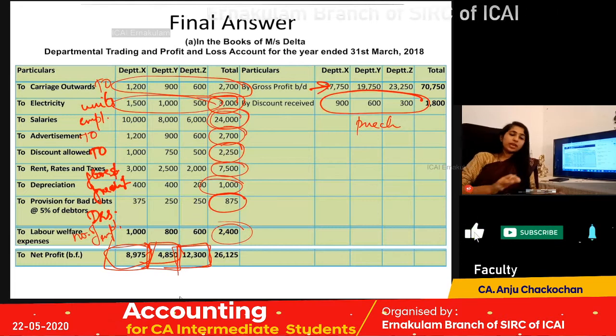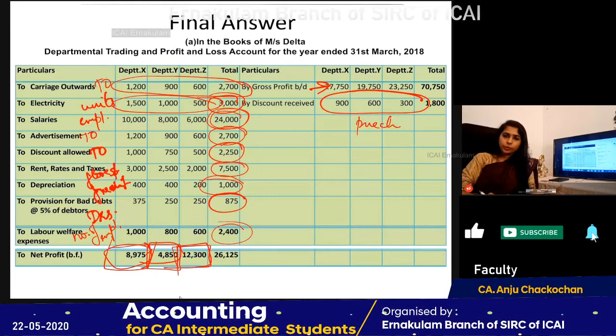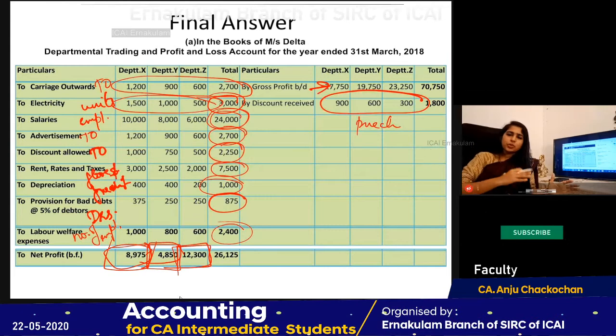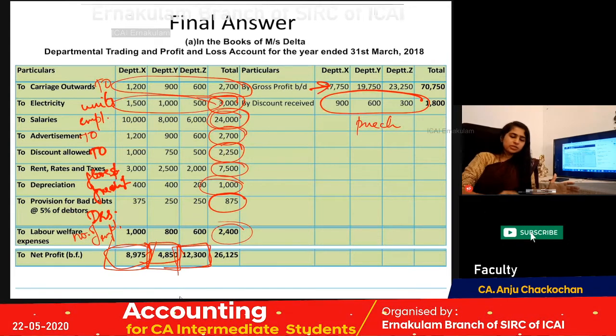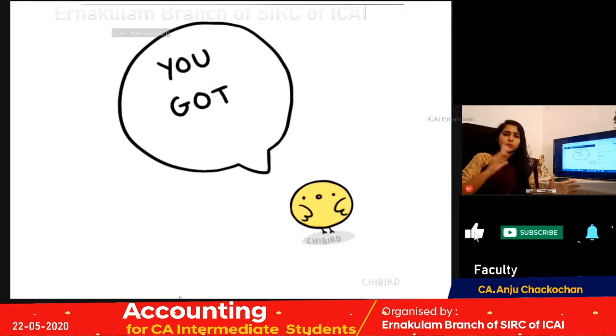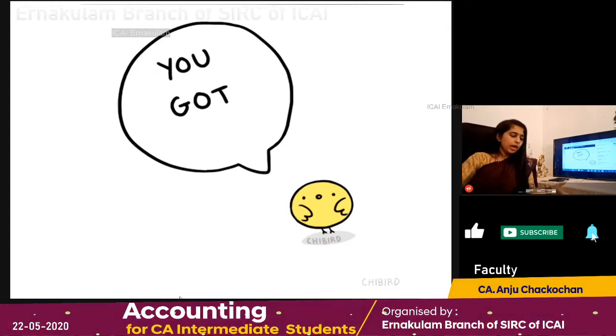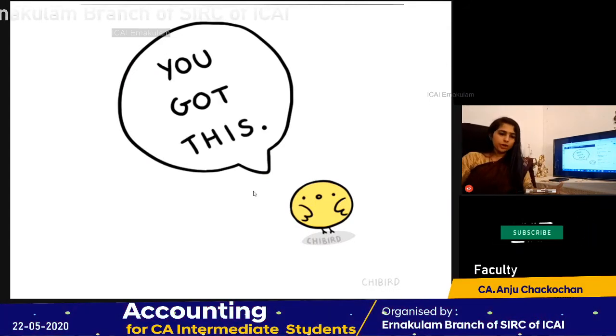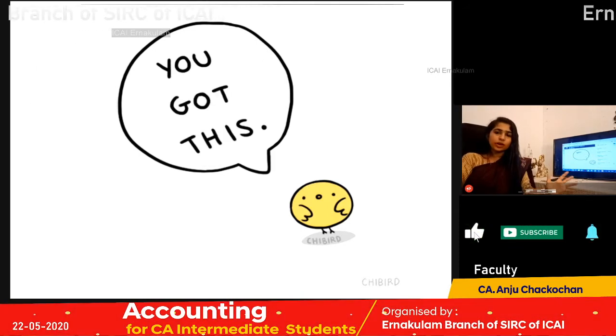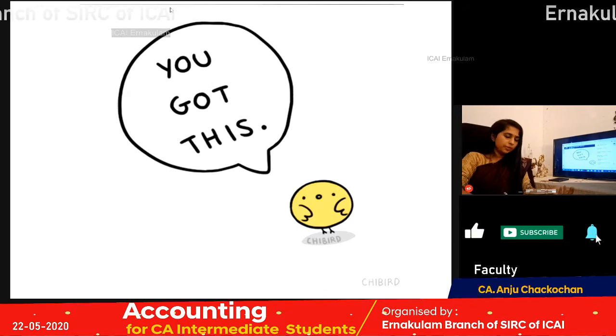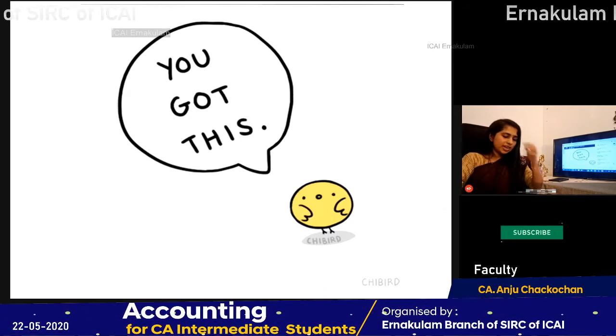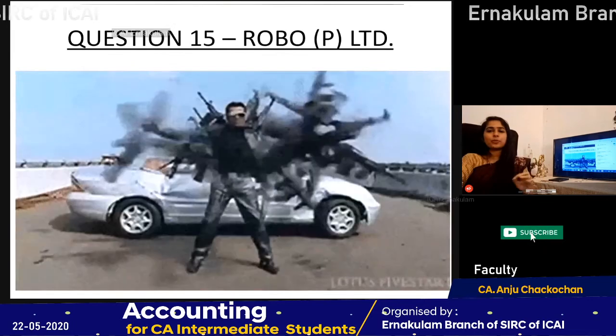So with this, we complete this question also. Very simple actually, just to allocate the common expenses, nothing more. That was the question which we dealt with. Now I know it's 4:15, but let's just go through the next question and see what are the different kinds of adjustments happening there. Now, next one deals with Robo Private Limited.